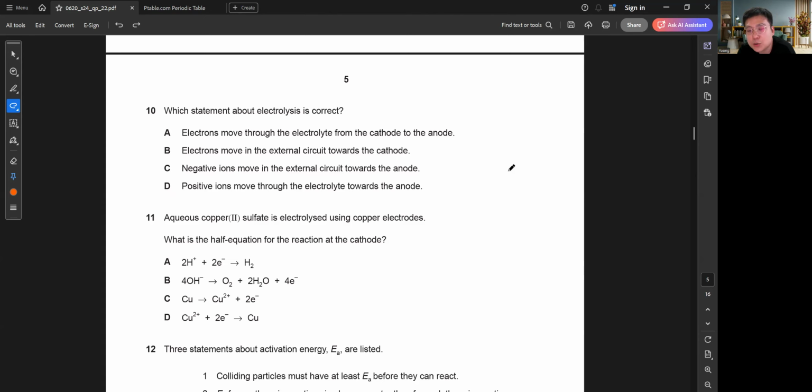However, it does not flow through the electrolyte. It flows through the wires to the cell, or what we call the battery. And then it flows through there, not the electrolyte. Electrolyte is the liquid that we have underneath. So sadly, this is out. B, electrons move in the external circuit towards the cathode.